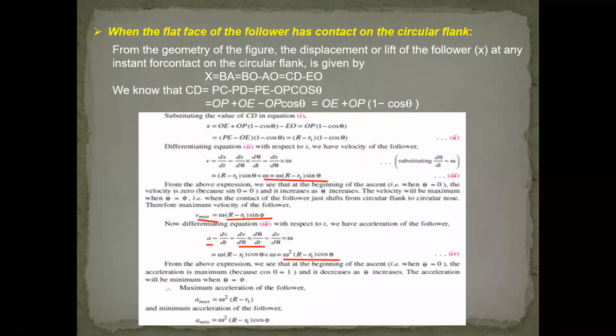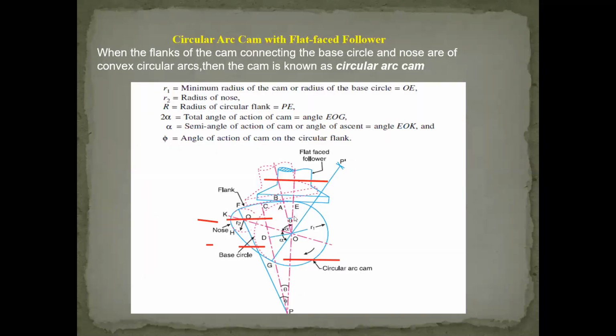In this, again, we are going to find the maximum acceleration. For getting the maximum acceleration, we take theta equals 0, at the beginning of the stroke. Just observe that when theta equals 0, the maximum is there.